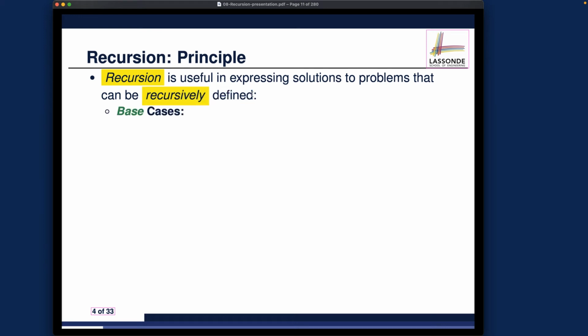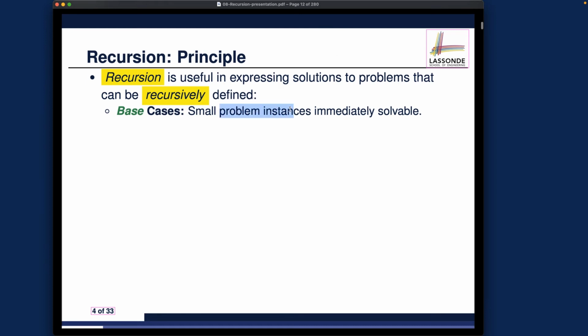So we've got base cases. Base cases are basically very simple cases that you can solve right away. Their solutions should be very trivial, which you can define right away without any trouble. So small problem instances that are immediately solvable, that's the definition of base cases.